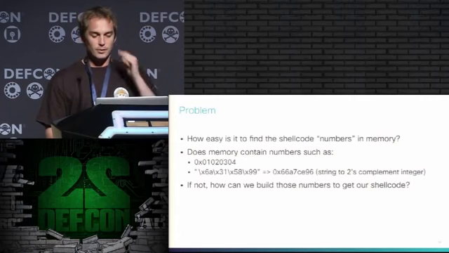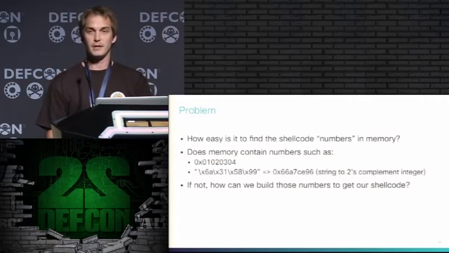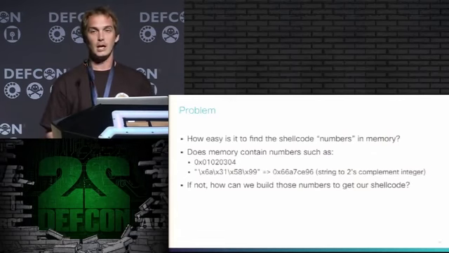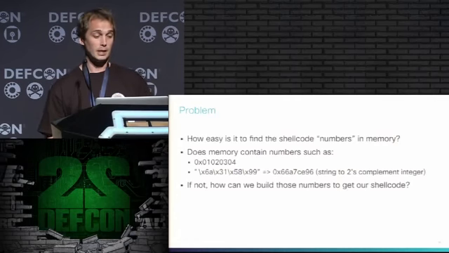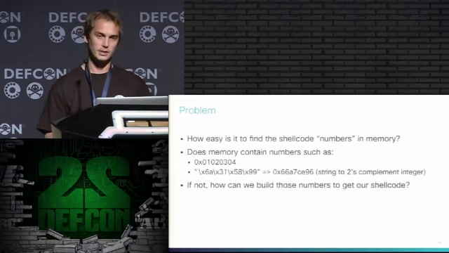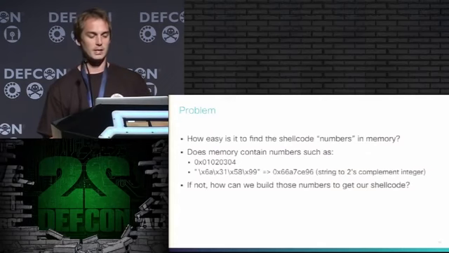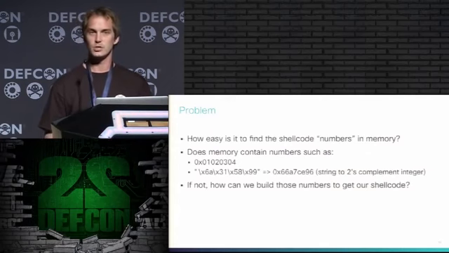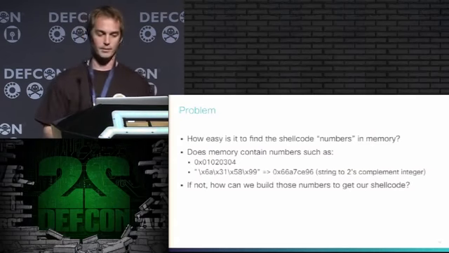So now it comes to the problem of how easy is it to find shellcode numbers in memory? Because if you take your shellcode and look at it as a bunch of numbers, they're actually pretty high numbers, right? If you look at the example I've put there, 6A315899, if you just take the string and treat it as an integer in 2's complement, it ends up at 66A7C96, which is actually a pretty high number or negative number.